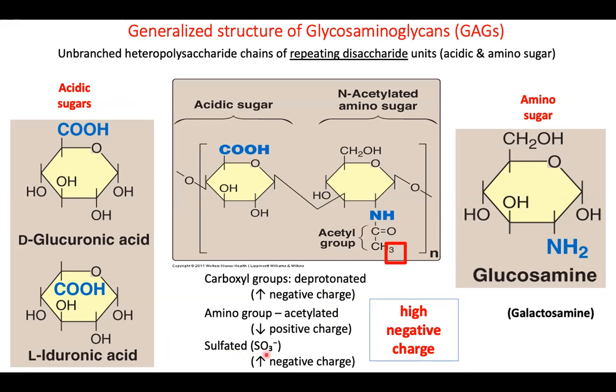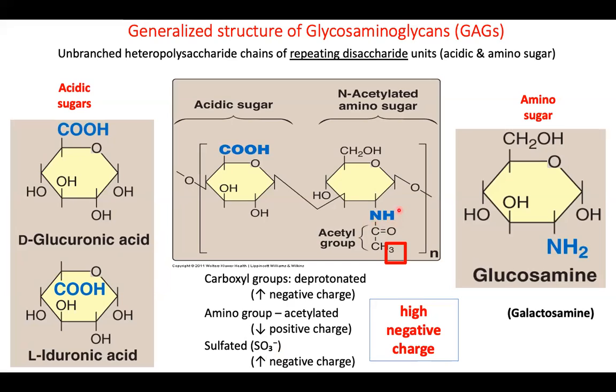And then the last one they don't show over here, but in some sugars, they're going to add a sulfated group. And you can notice that the sulfated group has a negative charge. And so again, I'm increasing negativity. So I wish they had drawn this in the proper way. It should be COO minus, and that minus is negative. So that should give you an indication that it's increasing negative charge.